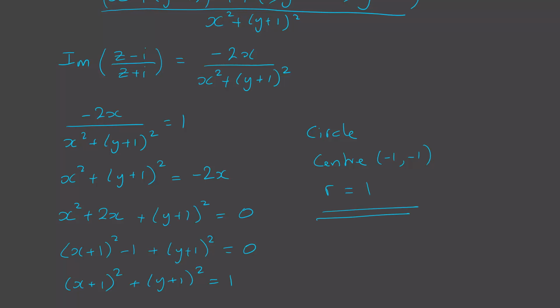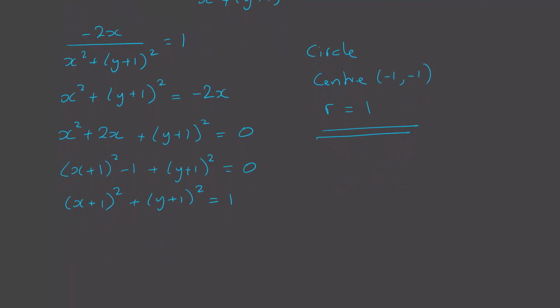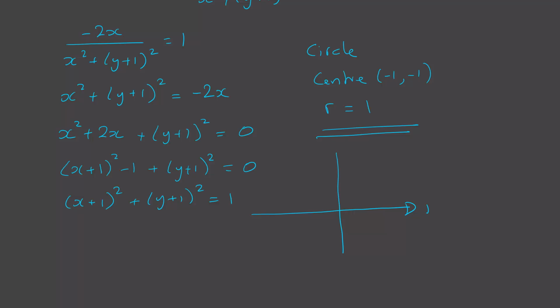So if we were going to sketch that, we've got the real axis here, the imaginary axis here. So we'd have a centre, say here, and if the radius is 1, it's just going to touch the axis there. It's just going to touch the axis there. And then it's a circle, and this point is (-1, -1).